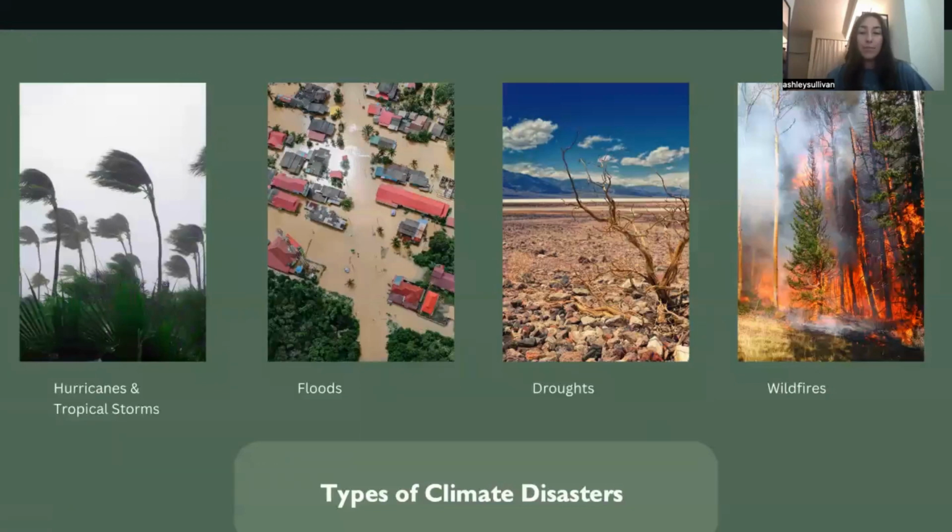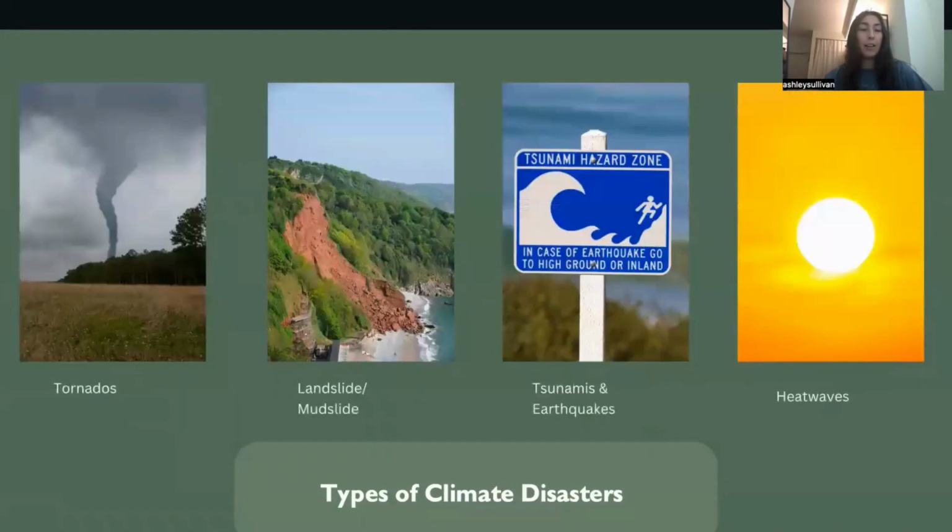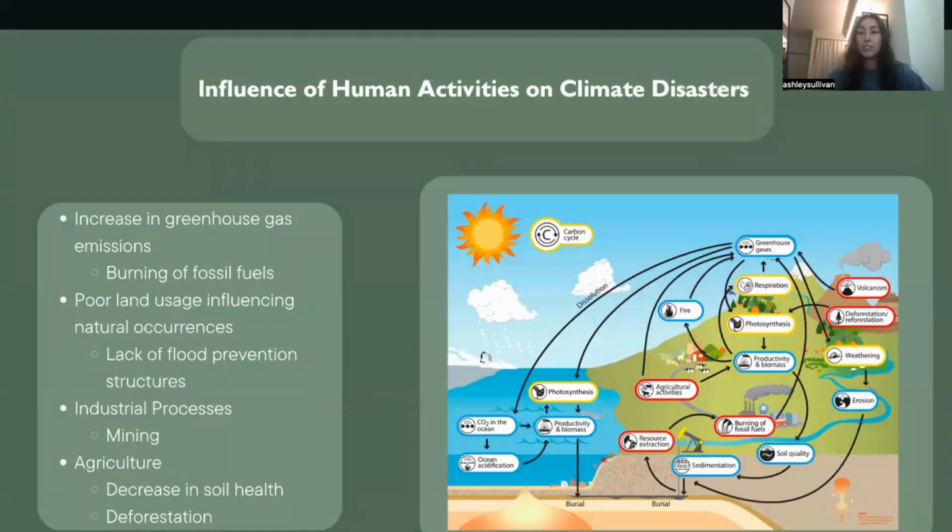So some different types of climate disasters are hurricanes and tropical storms, floods, droughts, wildfires. And then we have tornadoes, landslides / mudslides, tsunamis and earthquakes, and heat waves. And to understand how these things work together and intersect, we can understand that some of the disasters are specific to some geographical locations, but the ripple effects of these disasters can span to a broader area.